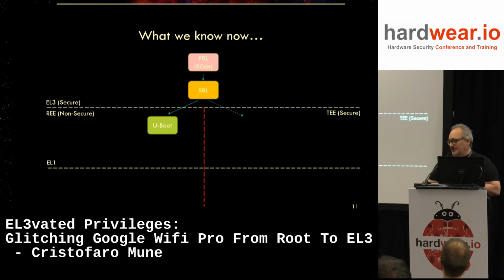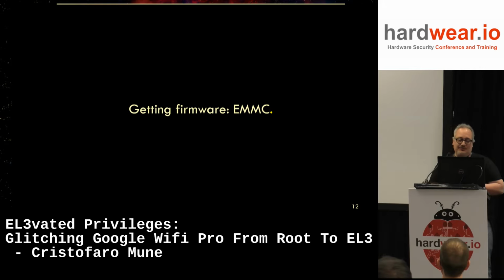That the PBL, the primary bootloader in Qualcomm lingo, the ROM, is executing the SBL in EL3, the secondary bootloader, which we know from the documentation will start something on the secure side, and after that will start U-Boot on the non-secure side. Nothing really groundbreaking, I would say. But that's what we know from our serial. We don't have control of anything at this moment.